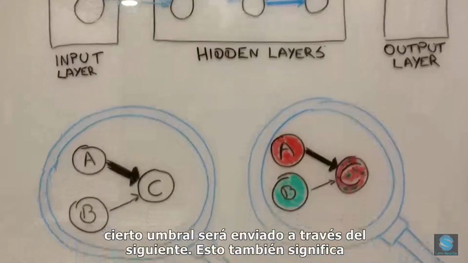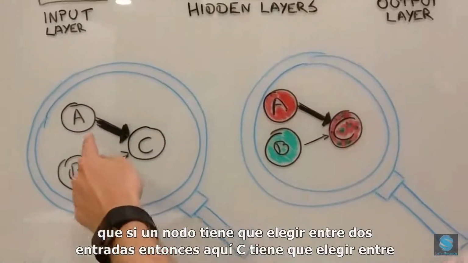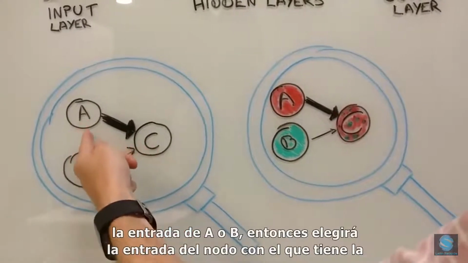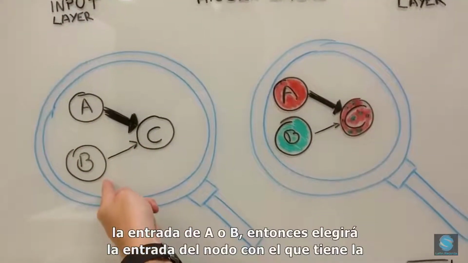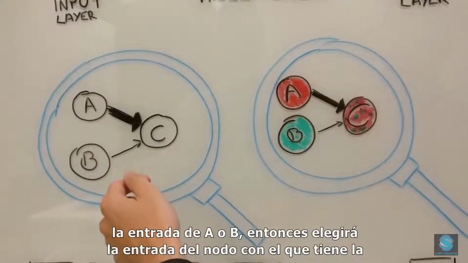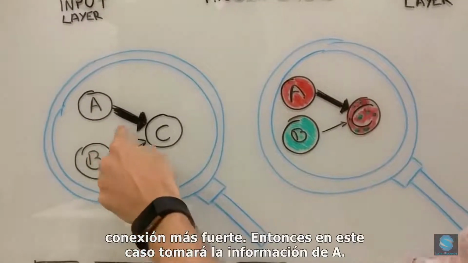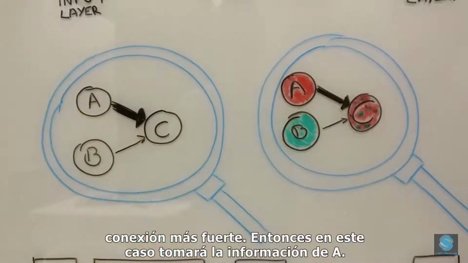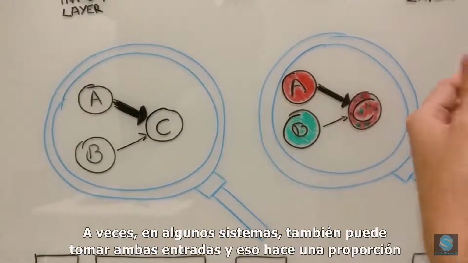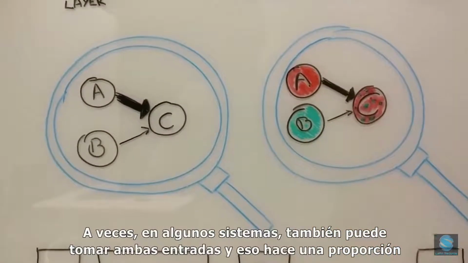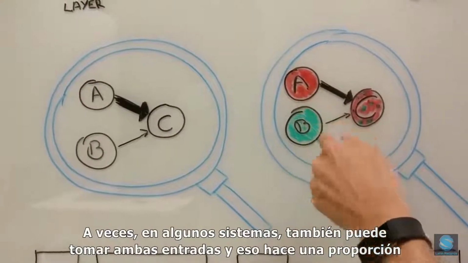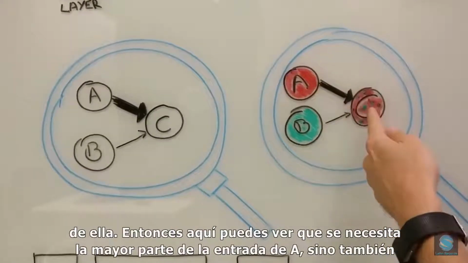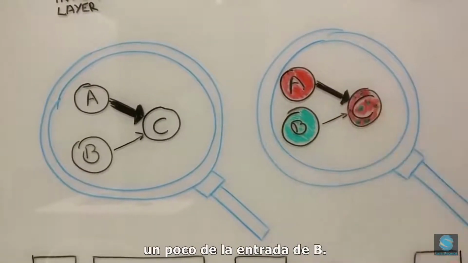Next to that, it also means that if a node has to choose between two inputs, so here C has to choose between the input of A or B, then it will choose the input of the node with which it has the strongest connection. So in this case, it will take the information from A. Sometimes in some systems, it can also take both inputs and that makes a ratio of it. So here you can see that it takes most of the input of A, but also a little bit of the input of B.